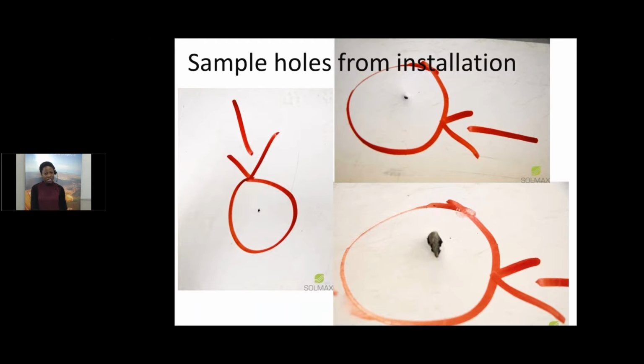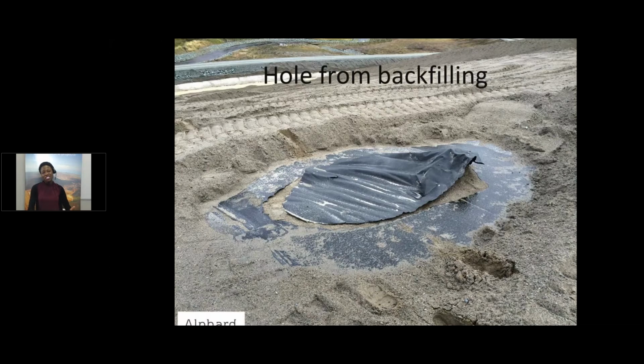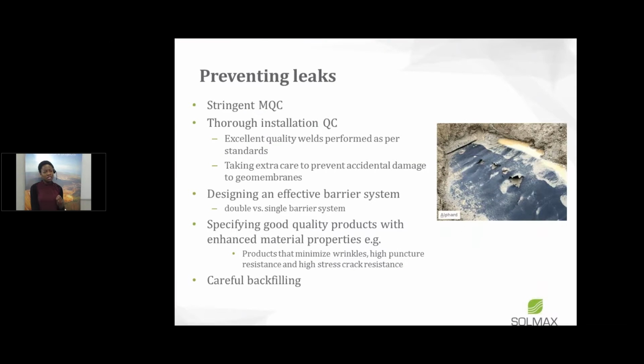So how do we prevent these holes and all those leaks and damages to the geomembrane? The first thing is stringent manufacturer's quality control is required. Spark testing during manufacturing and ensuring that the material is transported to site with sufficient and adequate care to prevent any damage.